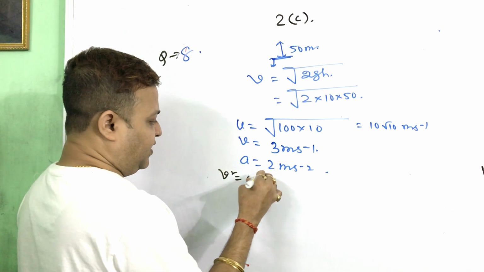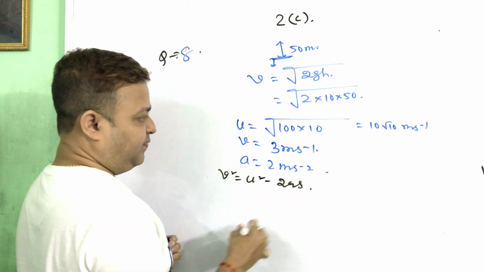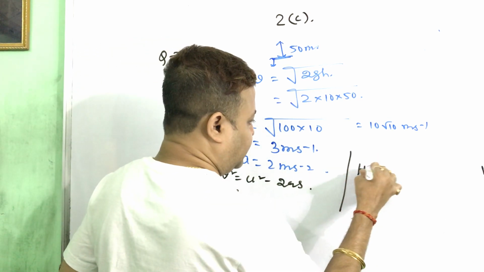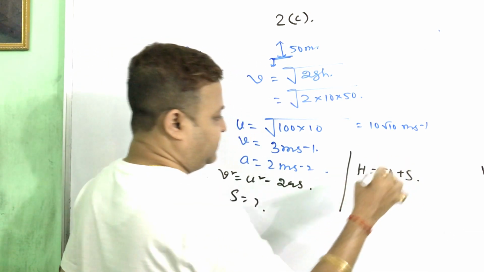v square equals u square minus 2as. Then we can find the distance. Then the total height is 50 plus s.